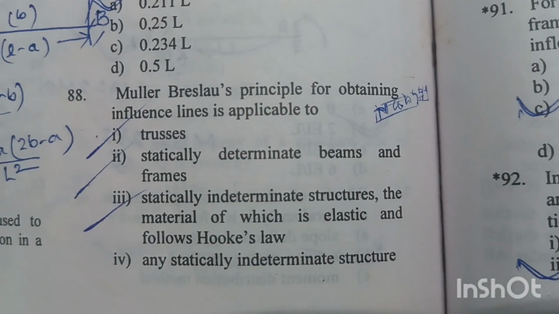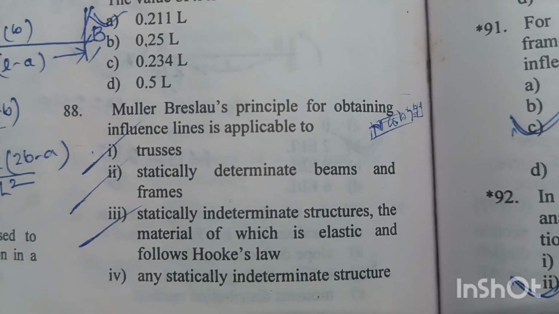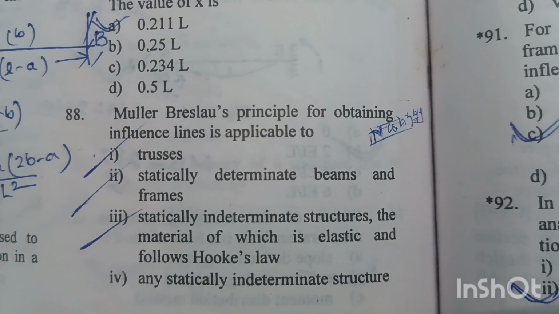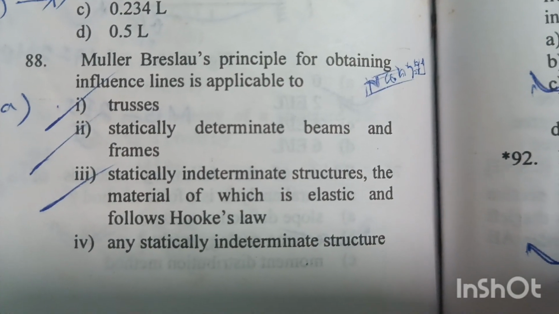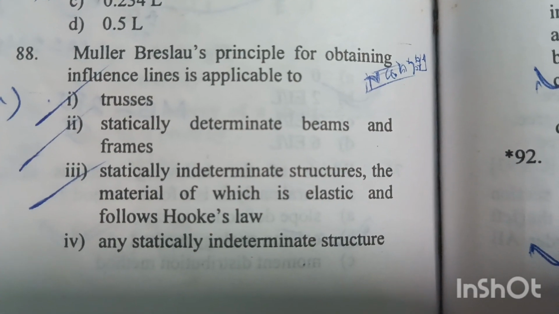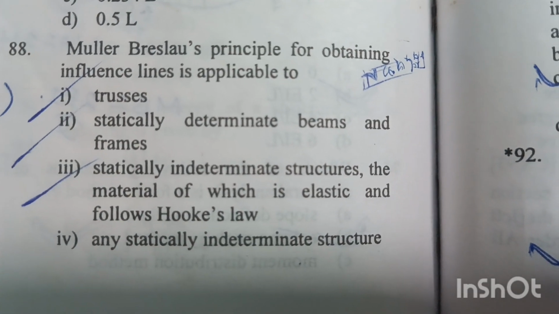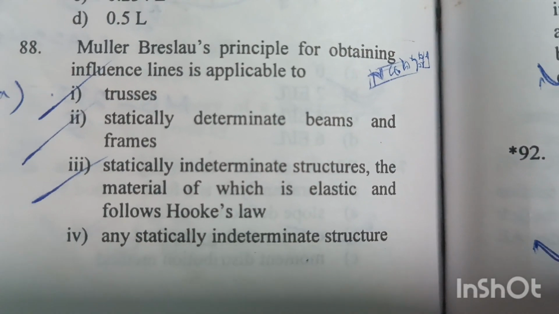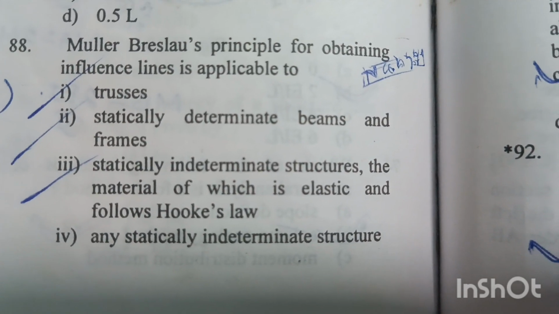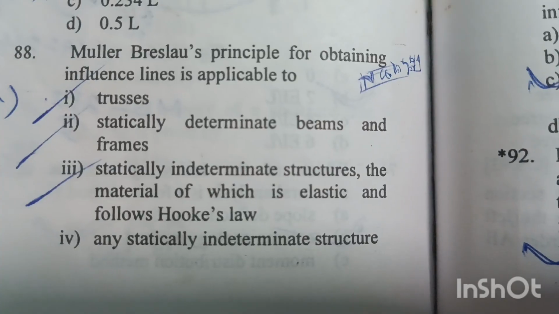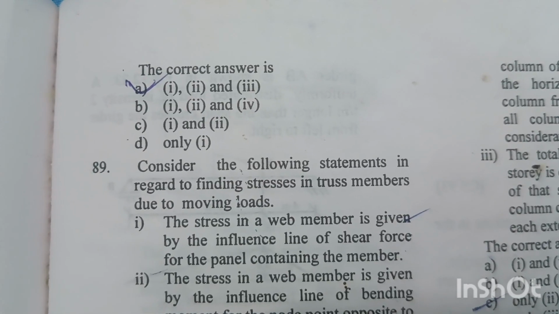Question number 88. Muller-Breslau's principle for obtaining influence lines is applicable to trusses, beams and frames, for determinate as well as indeterminate structures, but under the linear elastic behavior of the material, where the material obeys Hooke's law. So option A is the right answer.